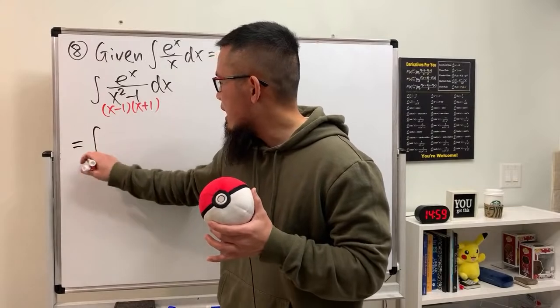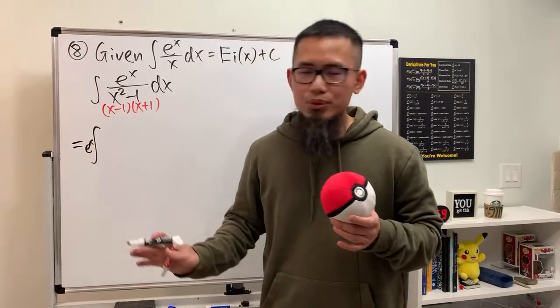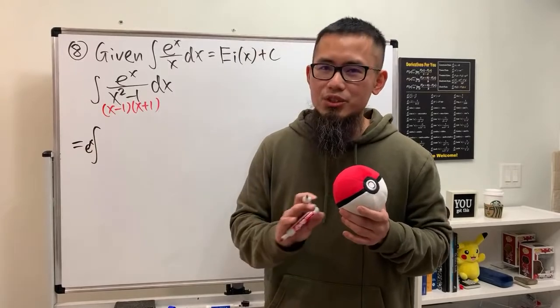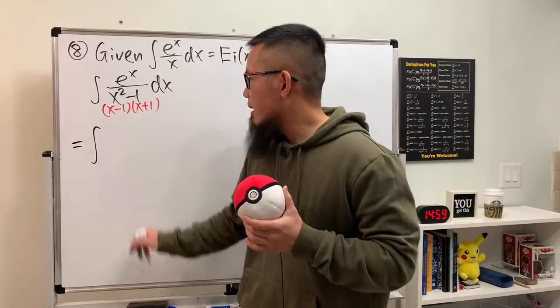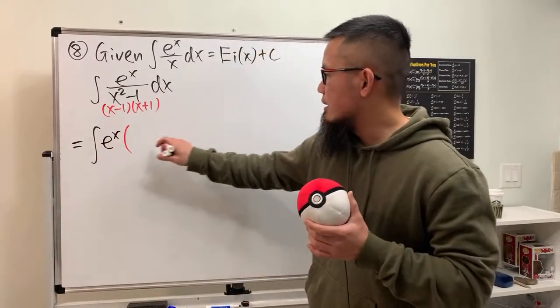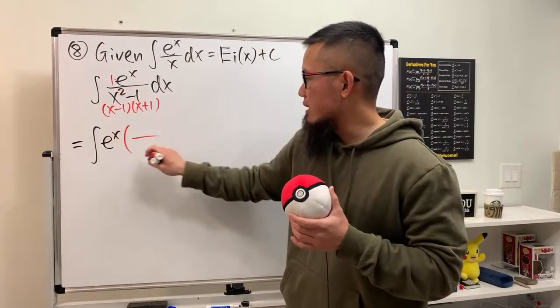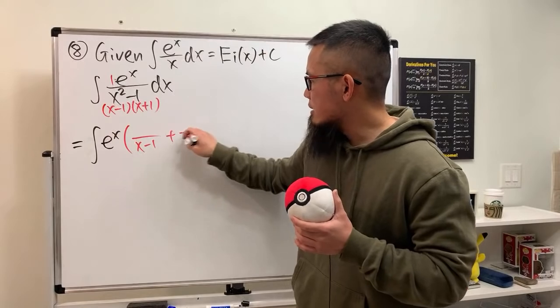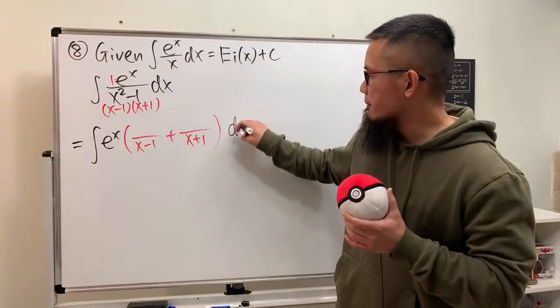We're going to write this down. Do not put the e to the x on the outside. Don't do that. That's just horrible. That's just wrong. But instead, we can actually just put it on the side first. And then we are going to look at the partial fraction of 1, right? This is like 1 over that. So 1 over x minus 1 plus 1 over x plus 1.